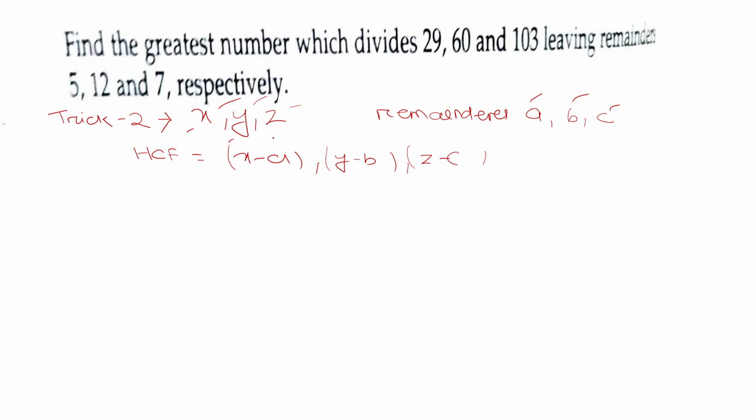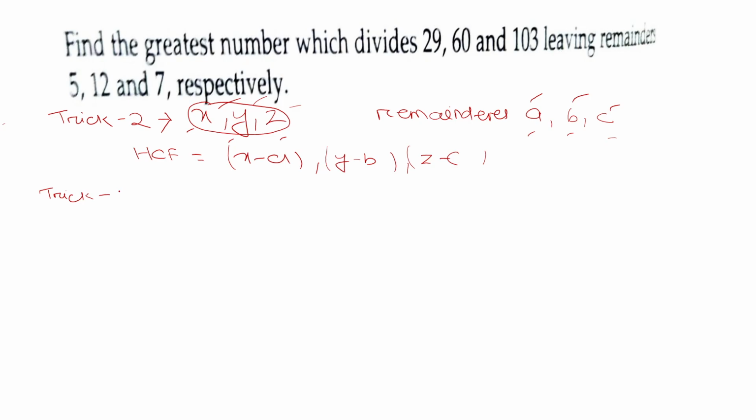If the numbers are x, y, z and the remainders are a, b, c, then the HCF will be x minus a, y minus b, z minus c. Clear? So let us try the question. Find the greatest number which divides 29, 60 and 103, leaving remainders 5, 12 and 7 respectively. I am writing trick 2 again over here, clearly, so that you can understand properly.